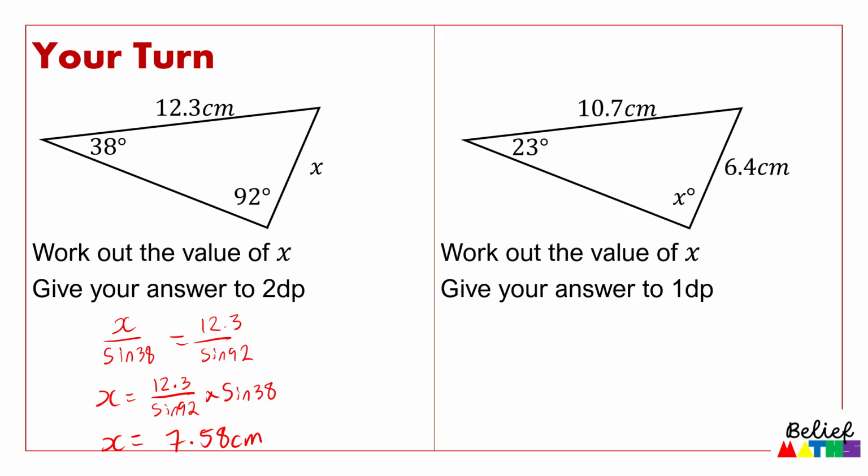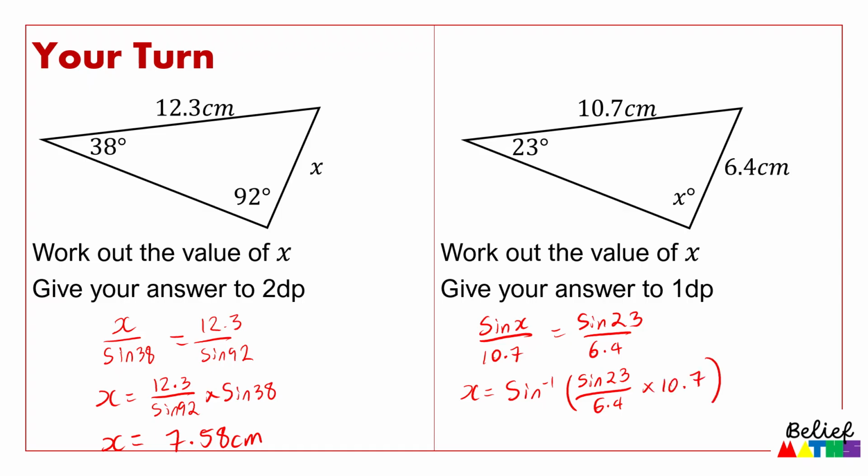Similarly with the second question, our unknown in the first position, so sine of x over 10.7 is equal to sine of 23 over 6.4. And then when we bring our 10.7 across, and remember we're finding an angle, so we're going to do sine inverse as well, our rearrangement should be x is equal to sine inverse of sine 23 over 6.4 multiplied by 10.7. And if we put all of that into our calculator, we get an answer of 40.8 degrees. And that gives us our final answer to 1 decimal place.